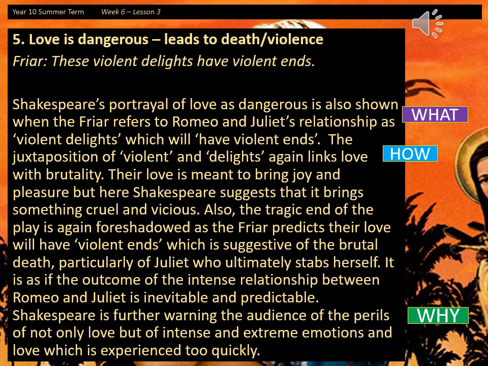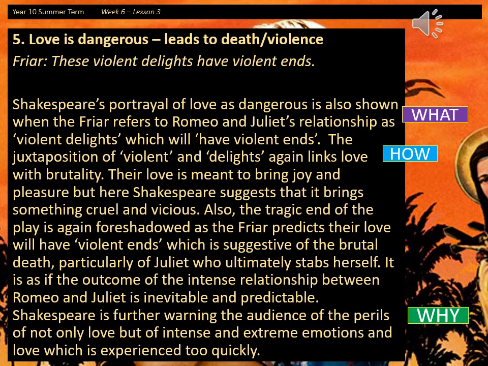Shakespeare's portrayal of love as dangerous is also shown when the Friar refers to Romeo and Juliet's relationship as "violent delights" which will have "violent ends". The juxtaposition of violent and delights again links love with brutality. Their love is meant to bring joy and pleasure, but here Shakespeare suggests that it brings something cruel and vicious. Also, the tragic end of the play is again foreshadowed as the Friar predicts their love will have violent ends, which is suggestive of the brutal death, particularly of Juliet, who ultimately stabs herself.